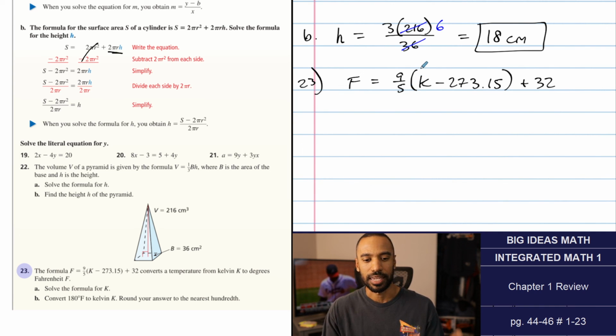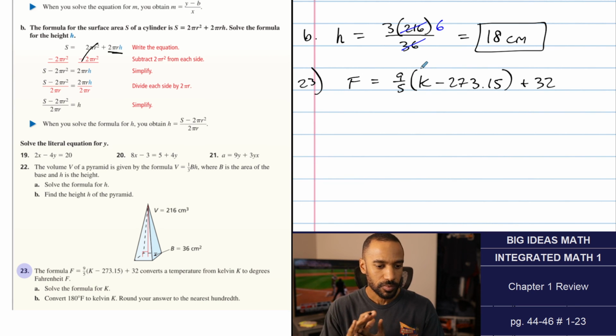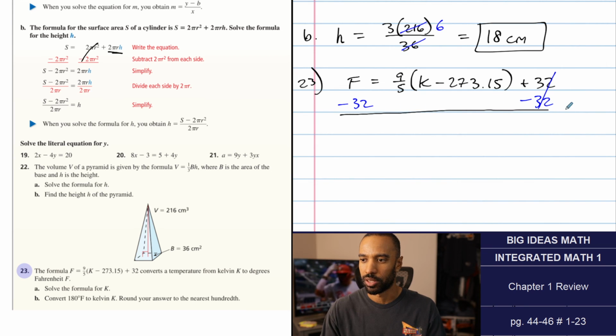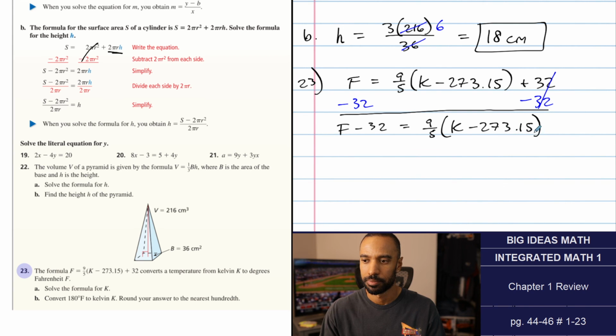Anyway, this is converting degrees Kelvin to degrees Fahrenheit. It says solve the formula for K. K is all within this, wrapped around this set right here. The first thing that I'm looking at is this 32 that's added to the whole thing. We've got to subtract 32 from both sides to begin with here. Now, this becomes F minus 32 on the left. And on the right, I still have this 9/5, which of course is the next thing to take care of. So this is times K minus 273.15.